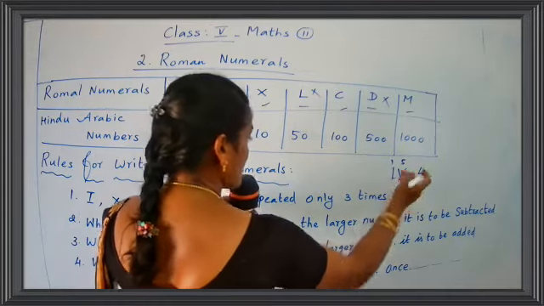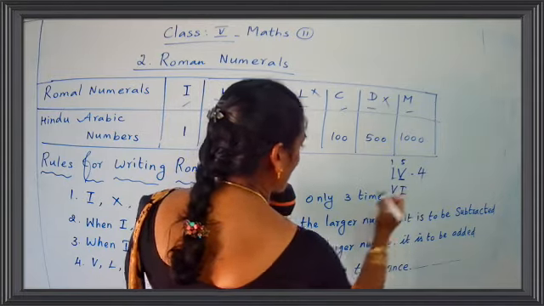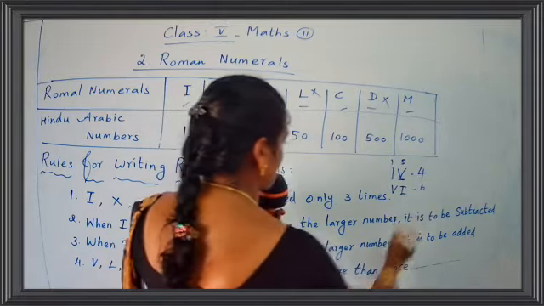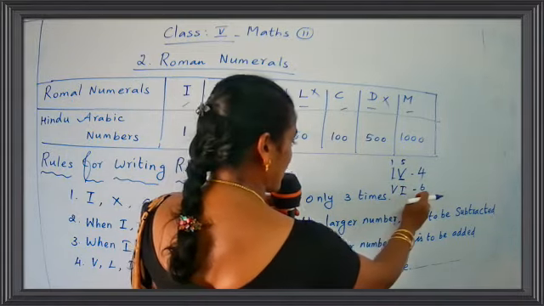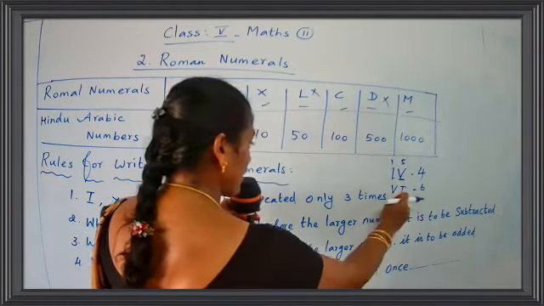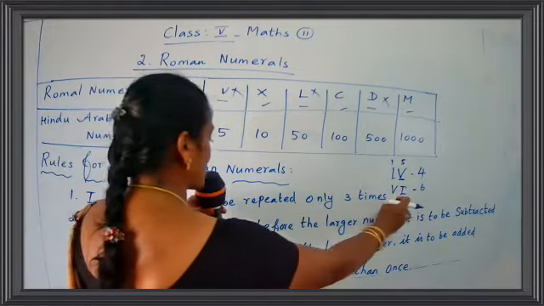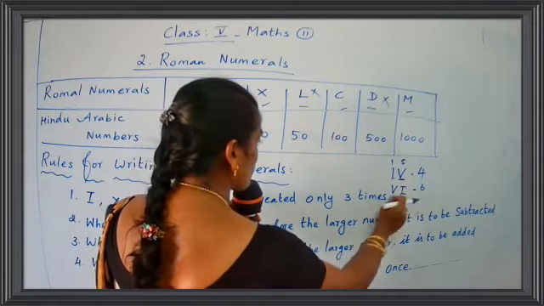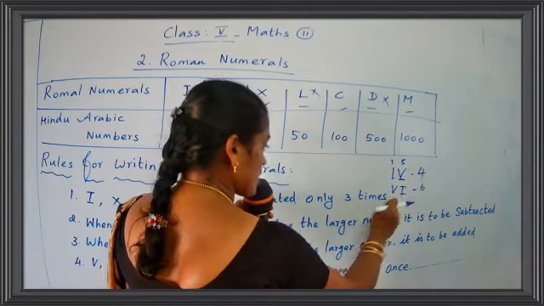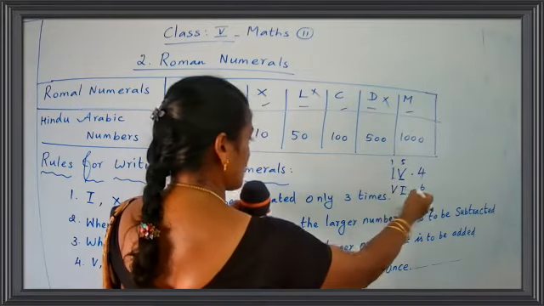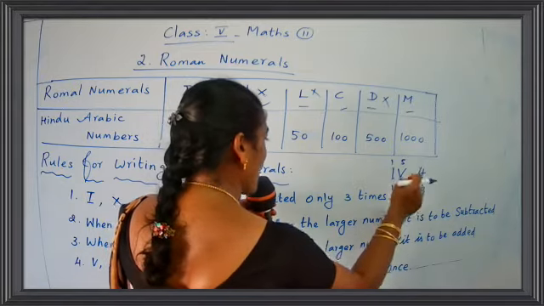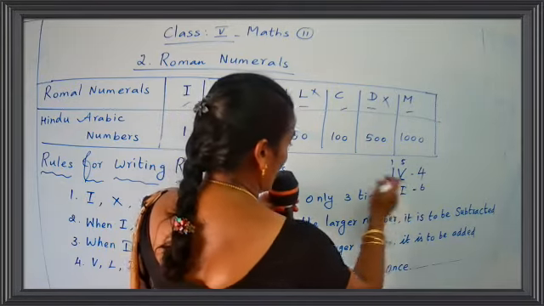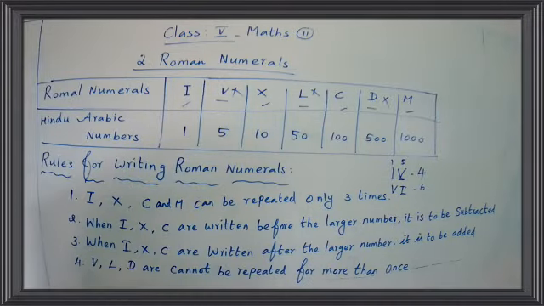Suppose VI stands for 6, yes or no? Everyone knows VI is 6. How did it come? Now you look, I is written after the larger number, so it is to be added. Okay children, clear? If it is before the larger number, the small number is to be subtracted. If it is after the larger number, it is to be added. Okay, clear? And one more example, you see.